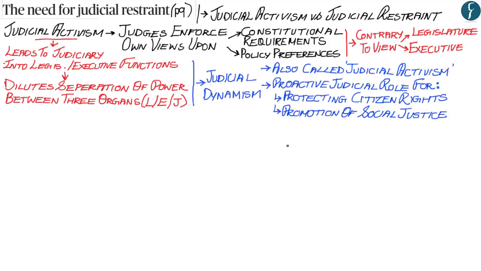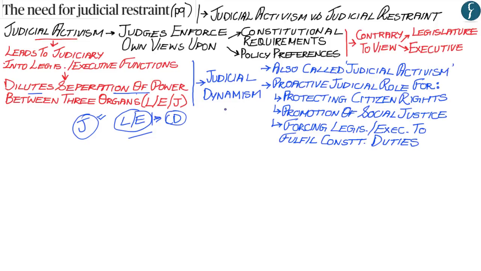Now, one of the important aspects of judicial dynamism is that it implies an assertive role played by the judiciary so as to force the legislature and the executive to discharge their constitutional duties. What is currently seen within India is that the legislature and the executive are not properly functioning or discharging their constitutional duties. It is in that regard that the judiciary has to intervene within the functions of the legislature and the executive, so as to ensure and force them to fulfill their constitutional duties.